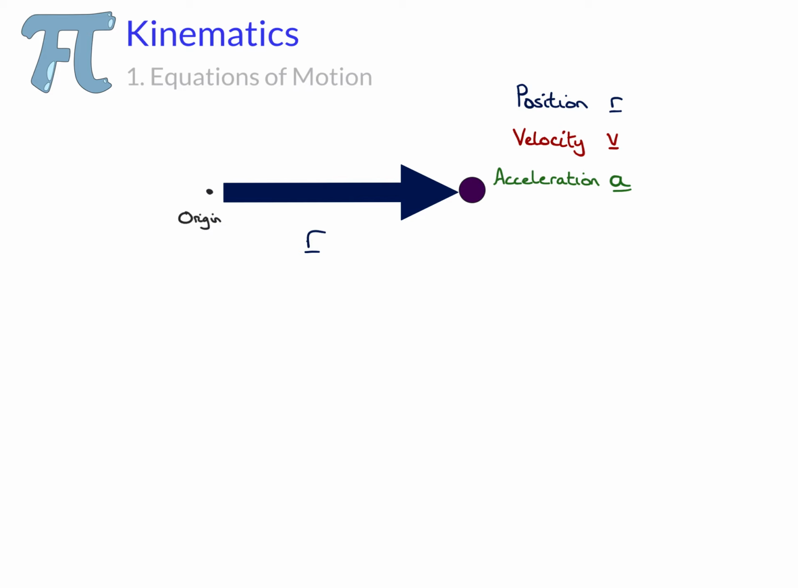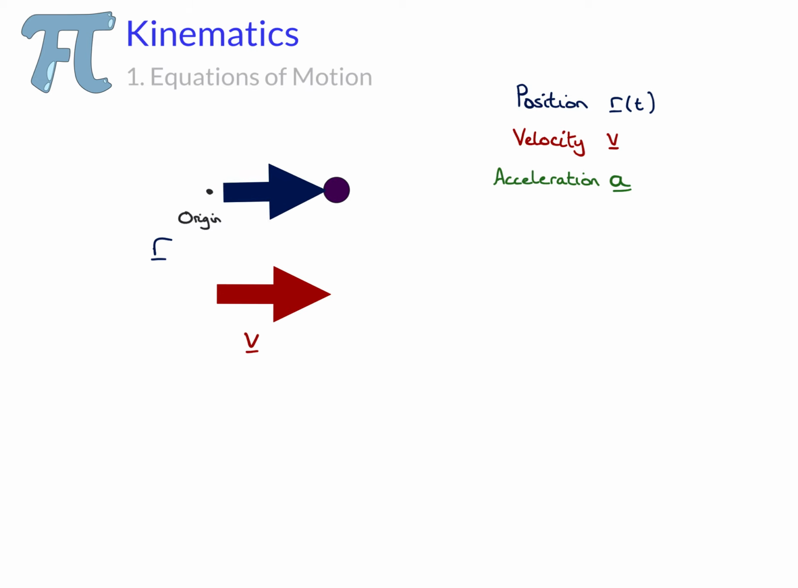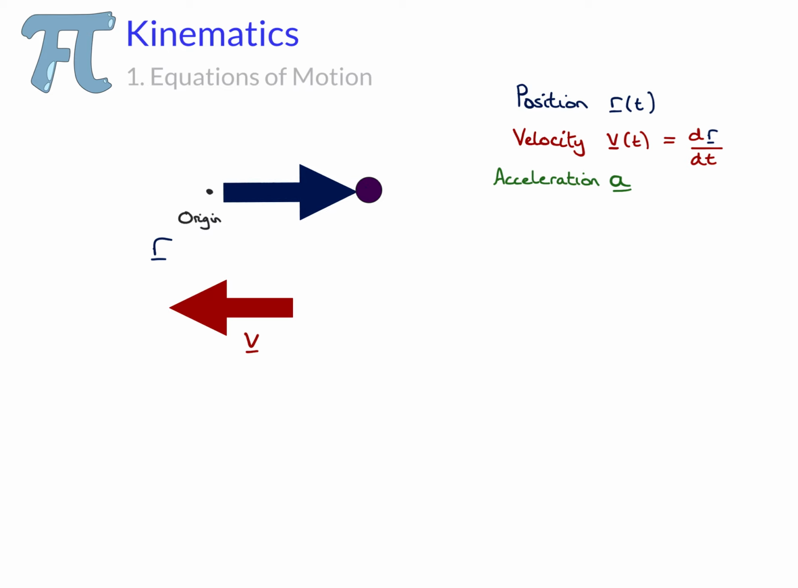As the object moves around, the position vector generally changes, and so we say that the position vector is a function of time. The velocity vector is another arrow which tells us about how the position vector changes over time. Specifically, it is the rate of change of the position vector arrow with respect to time.